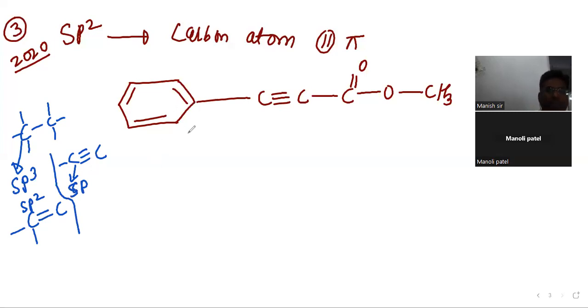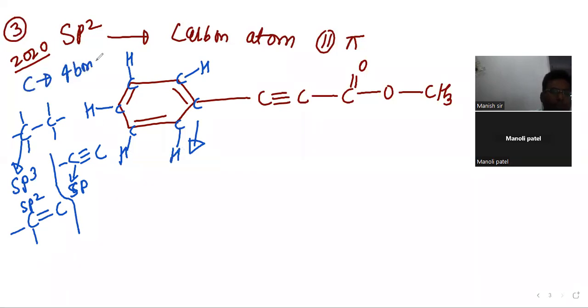So I will make this structure now in expanded form. For expanding, each corner represents a carbon, right? And each carbon is attached with one hydrogen to complete its octet, as we know carbon makes 4 bonds. So you can count the bonds here.